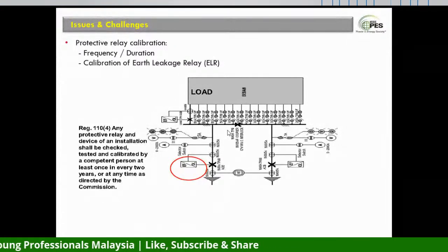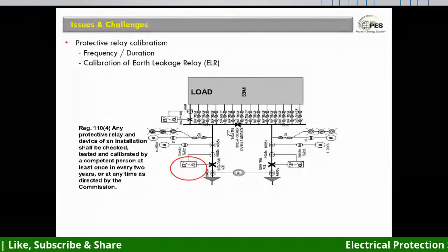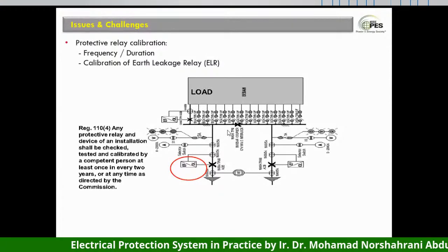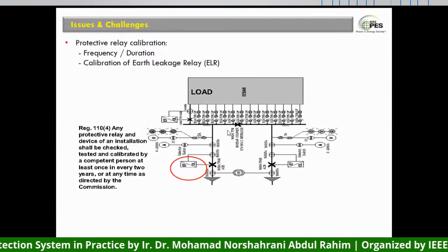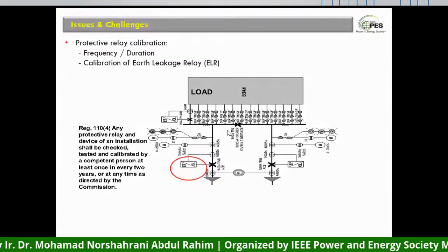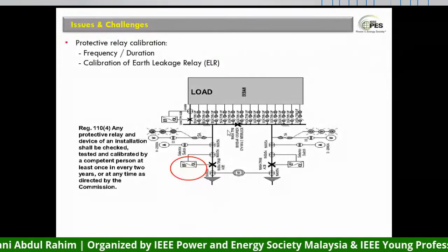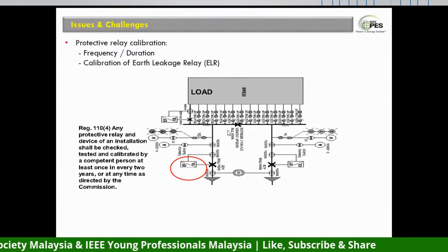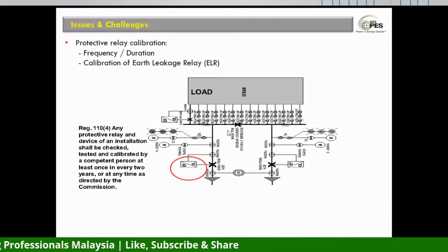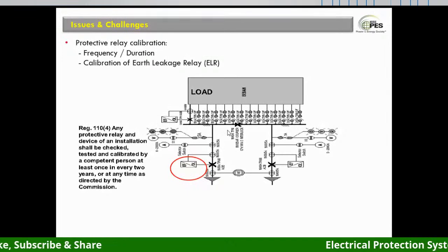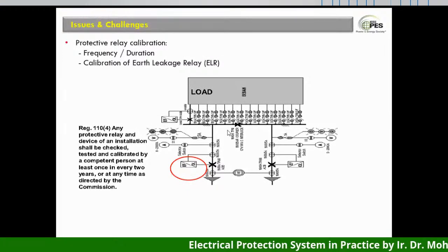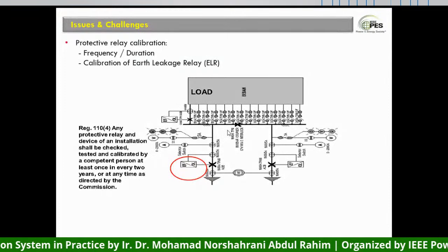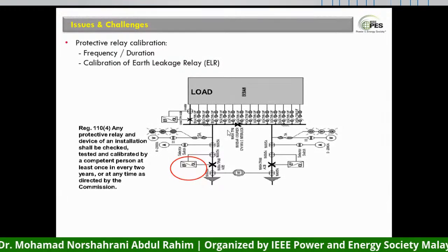But interestingly, when we discuss how that 2 years came about, it didn't come from any standard. If you refer to different countries, some define it as 5 years. Basically, the issue in the industry is that relays have become more efficient and the error is very minimal. So sometimes they feel there is no requirement to do the calibration because the error is very marginal.